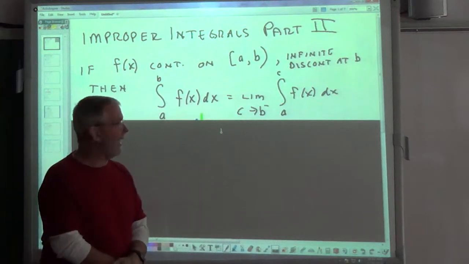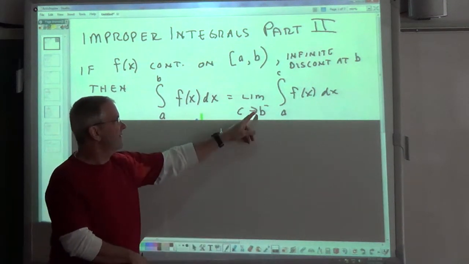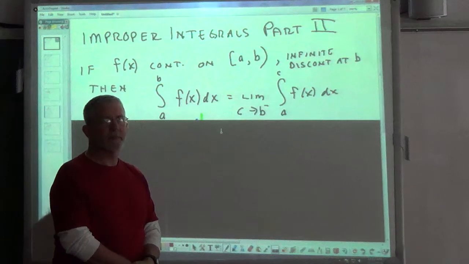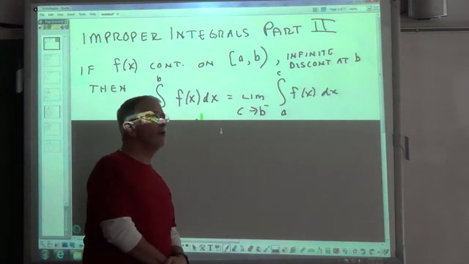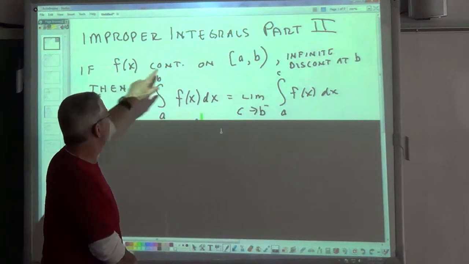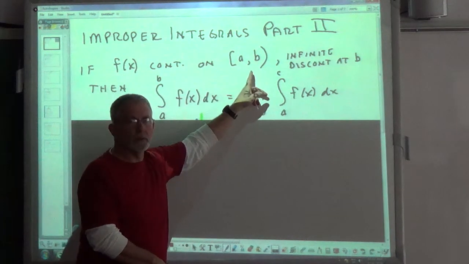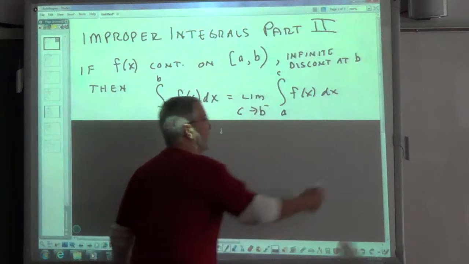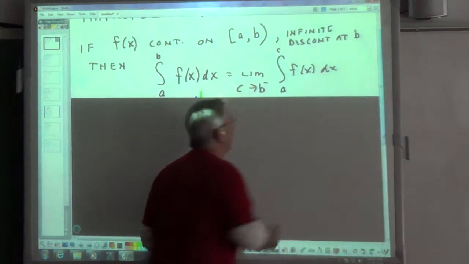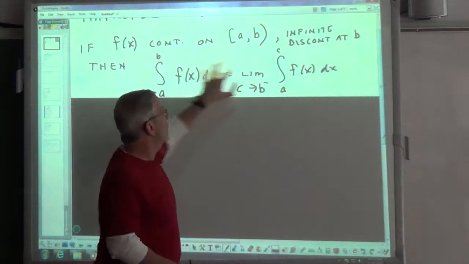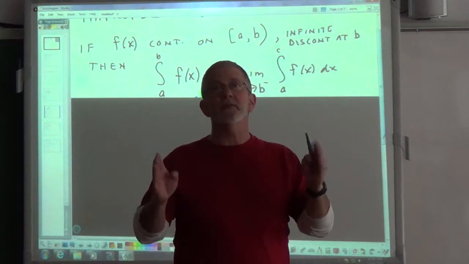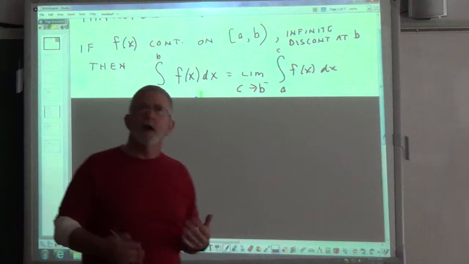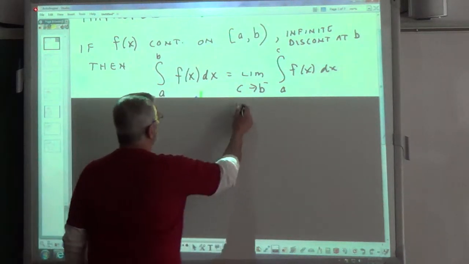How in the world did I get this limit? Think about yesterday, and more importantly, think about right now today. We're going to come up with a function that is continuous on this type of interval. My advice to you, in order to come up with the correct limit to evaluate these improper integrals, is to give a graphical representation of what's going on, and that will help you.